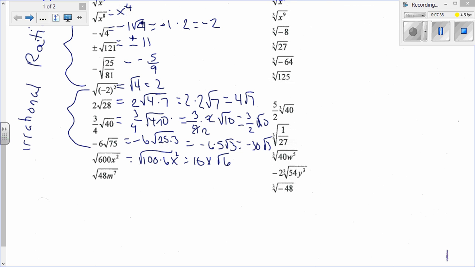And for my last one here, I have radical 48 times m to the 7th. That would be equal to, the largest perfect square that goes into 48 is 16 times 3, and then m squared times m. So this would be 4. Square root of m to the 6th is m cubed, and then radical 3m.